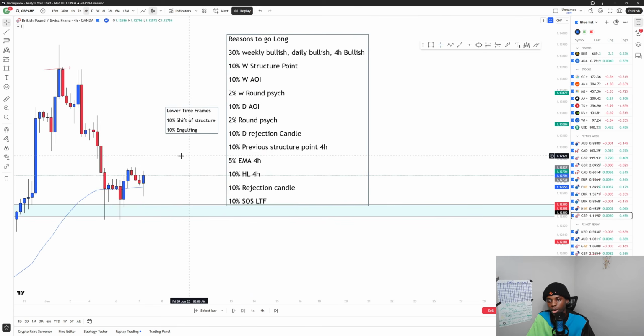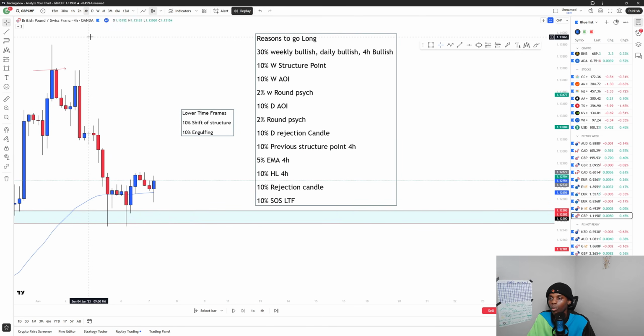So let's look for a bullish engulfing candle. Where do we look for that? We look for it on the 4 hour, 2 hour, 1 hour, 30 minute, or sometimes 15 minute. I don't look for it on the 30 minute and the 15 minute because I think that's just too low. So I always start from the 1 hour.